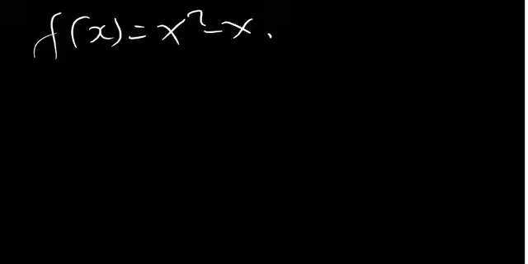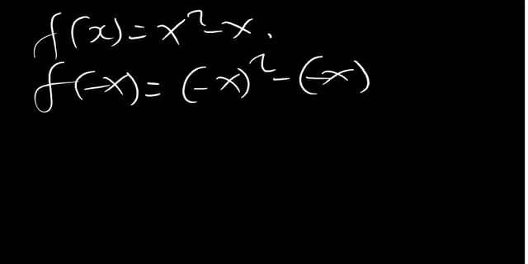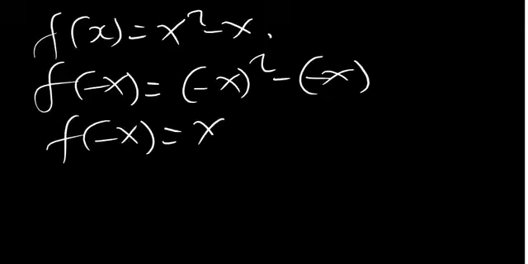Okay, so let's have another example. Let's have another question. f of x is equal to x squared minus x. Let's see. So f of negative x is going to be equal to negative x squared minus negative x. So this is going to give us x squared, and we're going to have x times negative x times negative x. We're going to have this.